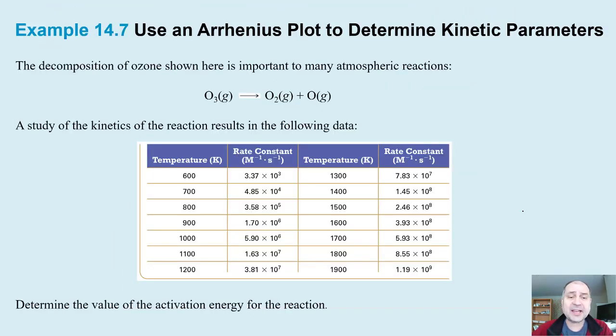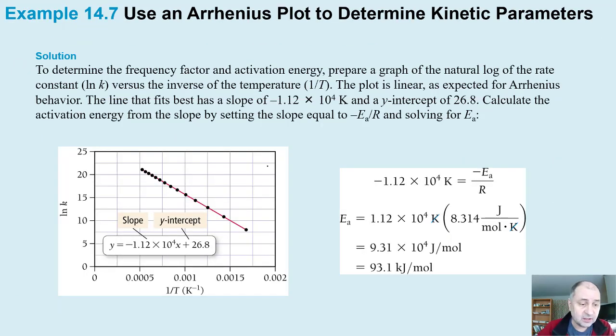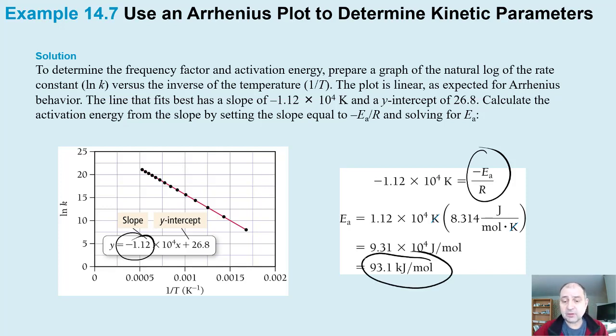I'm not going to show you how to do this in Excel again. You've seen this like 3 times already. But what you would want to do is plot the natural log of K versus 1 over T. So in Excel, you have to tell it to do 1 over T. You're given K, so you do the natural log of K, and you plot that. When you plot that, here's the result: the slope is going to be equal to negative EA over R, and then you simply solve for the energy of activation. In this case, it turns out to be 93.1 kilojoules per mole.